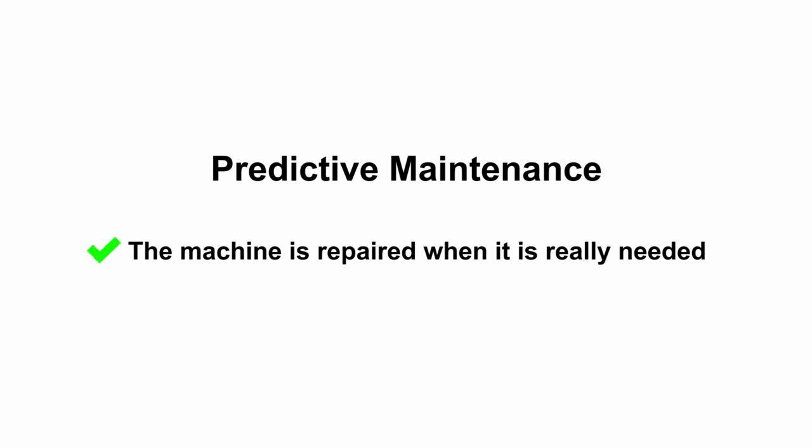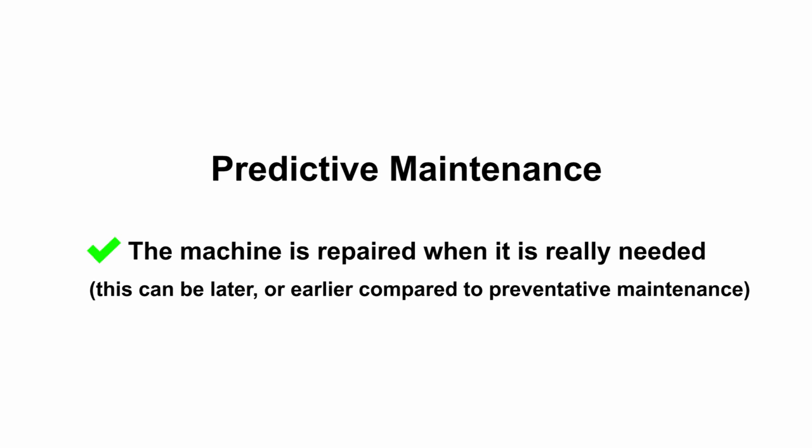The machine should be repaired when it is really needed. The right moment is when failure is near, or in other words, when the fault starts affecting the machine but is still safe to keep the machine running until the time for repair suits the company best, for example, during a planned shutdown. And predictive maintenance can recognize this moment.